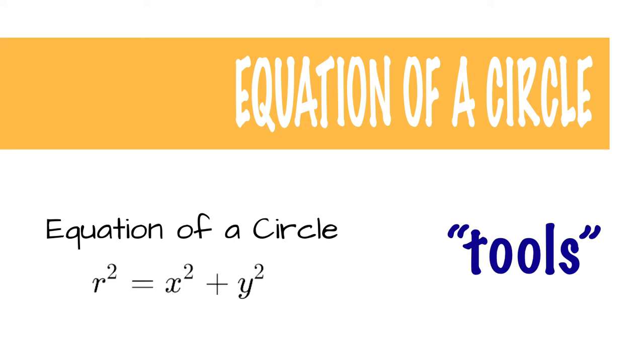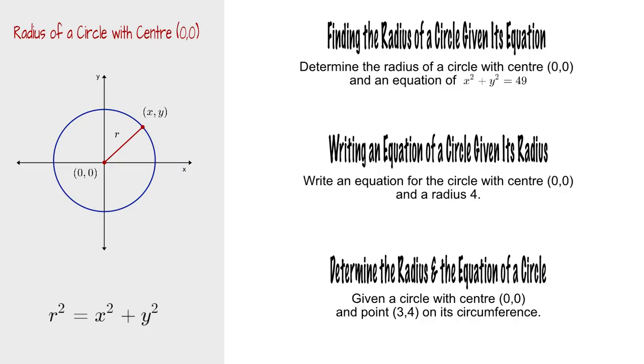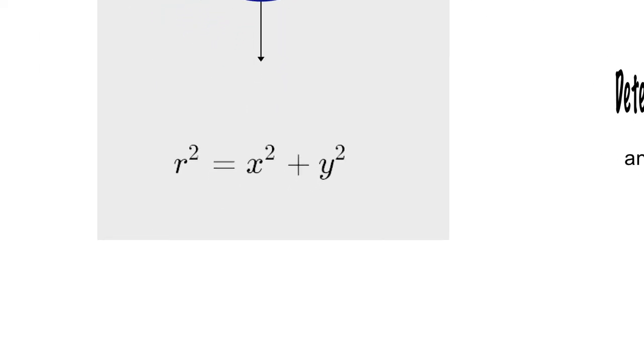Equation of a circle. The equation of a circle with center 0, 0 is r squared equals x squared plus y squared. And that looks exactly like the Pythagorean Theorem with different letters. So the equation of a circle switches out c, the hypotenuse, for r, the radius.